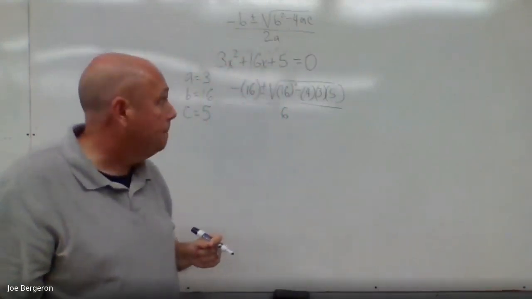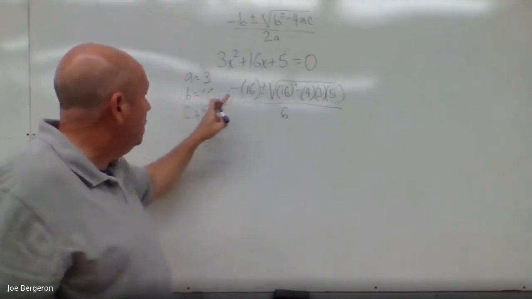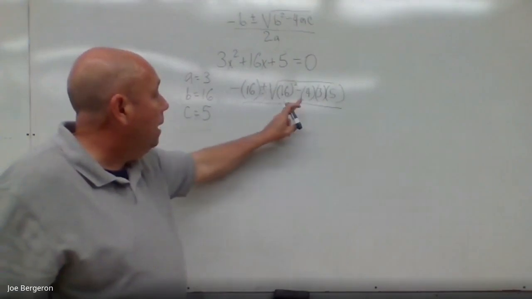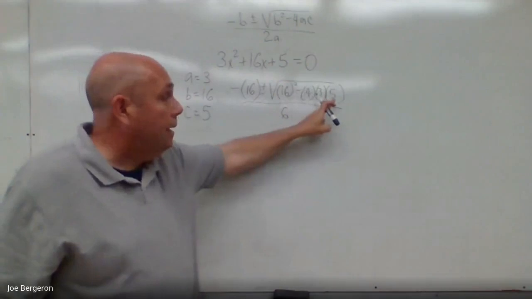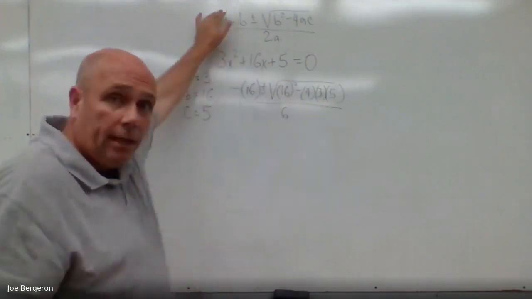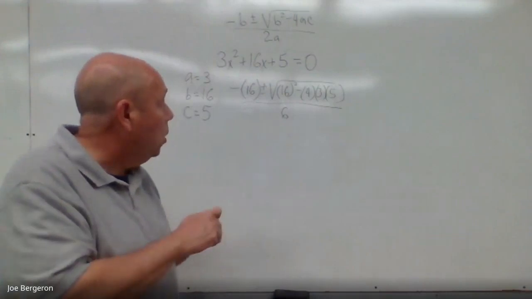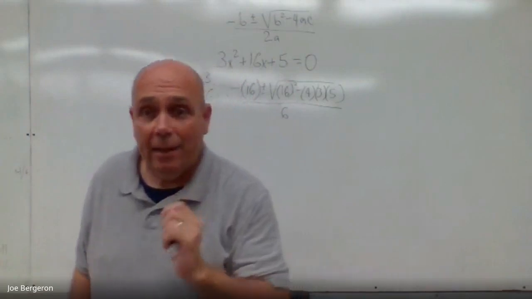Okay? Now that went pretty fast. I took my B and I put it here. I did B squared and then minus 4A and C, just like the equation says, right? Just like the equation says. So right off the top of my head, forgive me, I need to get a calculator.